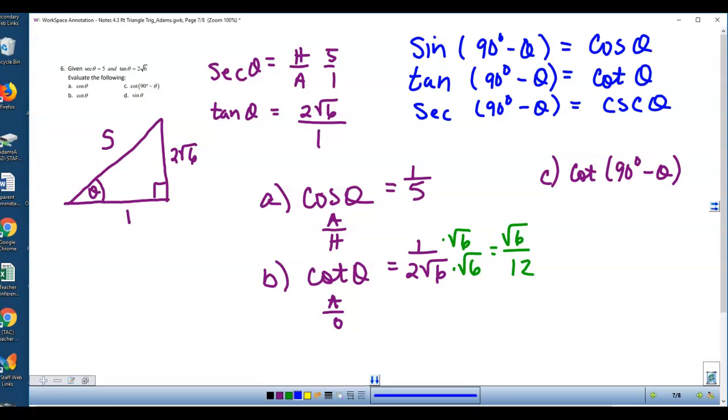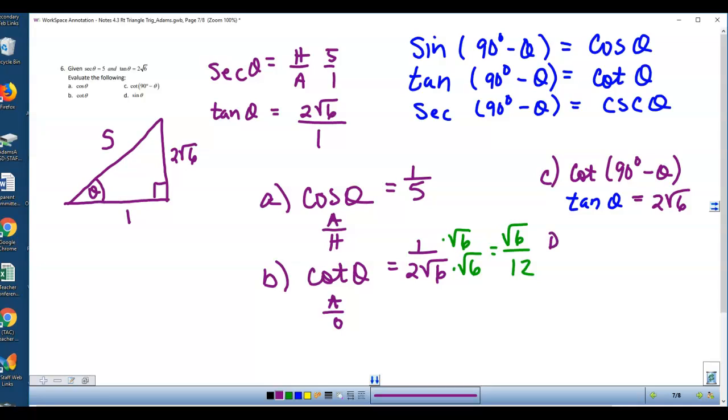So in this one then, cotan of 90 degrees minus theta would be the same thing as finding the tangent of the angle. So what I'm finding is the tan of the angle. Okay, so when I find the tan of the angle, that's opposite over adjacent. So the tangent of the angle then is just going to be, remember we're back over here, opposite is 2 root 6, adjacent is 1. So that's just 2 root 6.